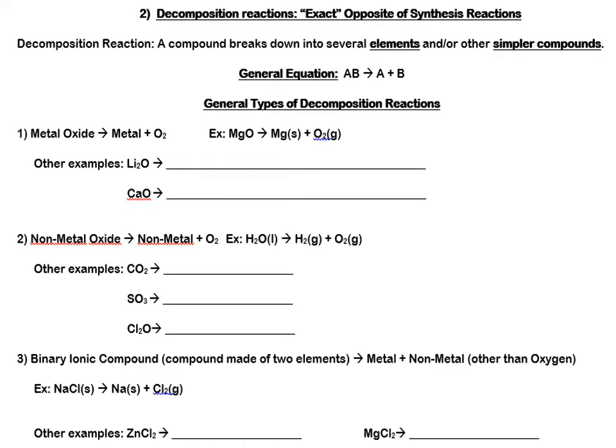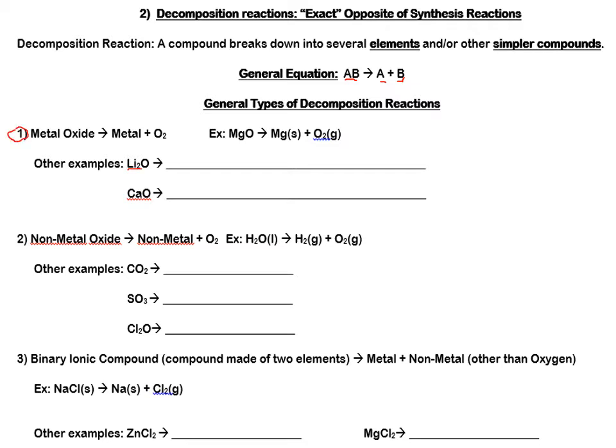Now we're going to do the opposite. The opposite of a synthesis reaction is called a decomposition. Basically, one thing breaks down into many things. Okay, so the general equation for it is AB breaks down to produce A plus B. So one thing becomes two things, it could be three things, doesn't really matter. So this is one that I would expect you to be able to predict.